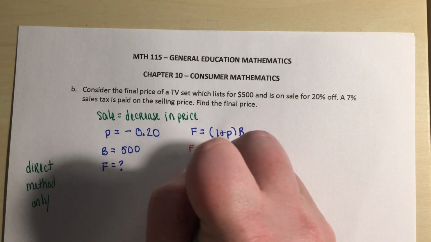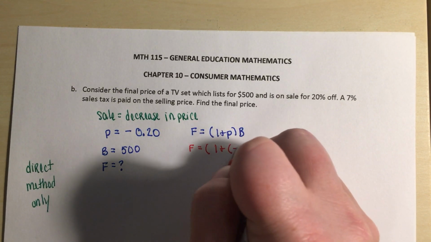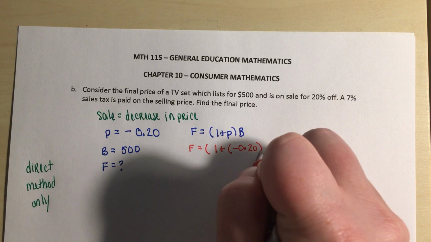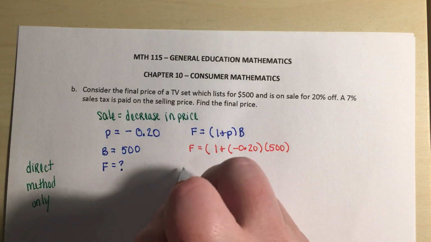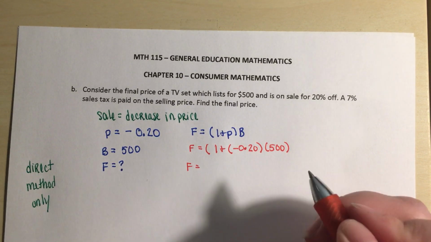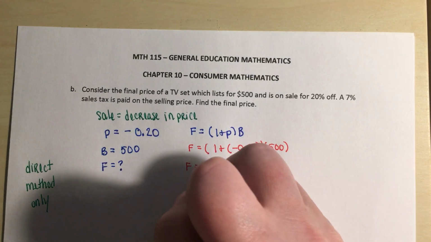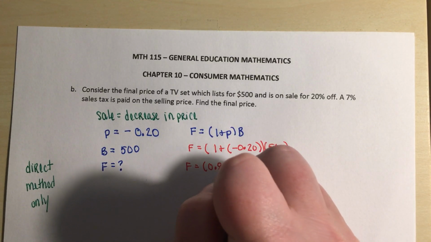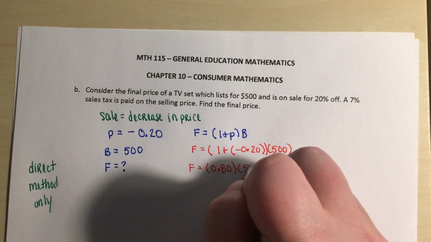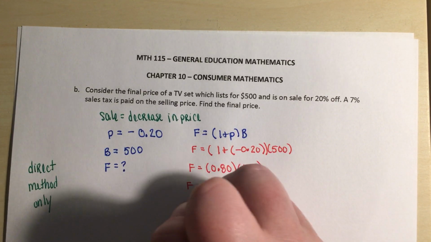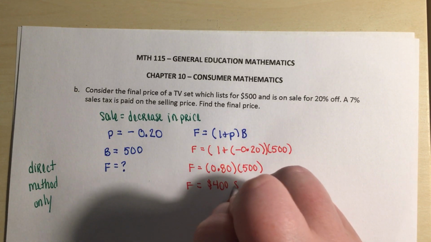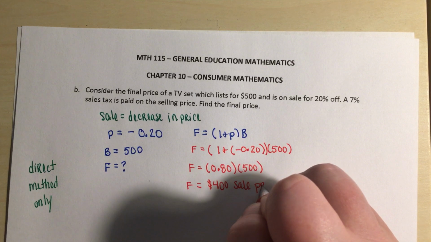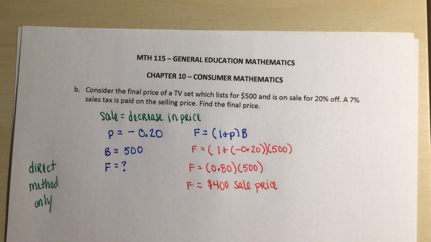So F equals 1 plus negative 0.20 times our baseline, which is 500. So F equals, if we simplify that just a tiny bit, we get 0.80 times 500. F equals a $400 sale price. Right, so there's our step one. We found our decrease in price.